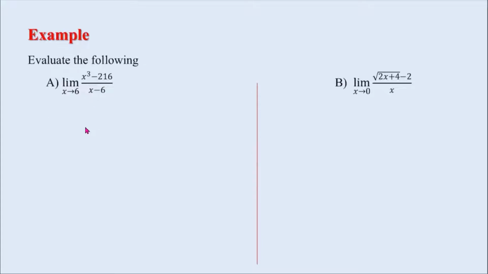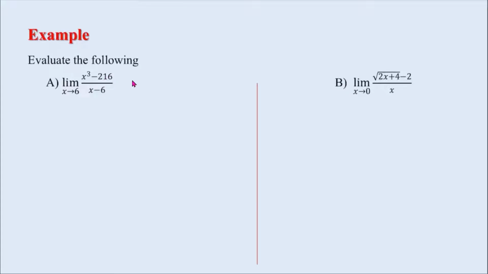Now here, if you try direct substitution, if you try to plug in 6, it will be 6 cubed, which is 216, minus 216, 0. And then 6 minus 6, that is also 0. So it will be 0 divided by 0. 0 divided by 0 is not possible. So what we have to do is factor the numerator.